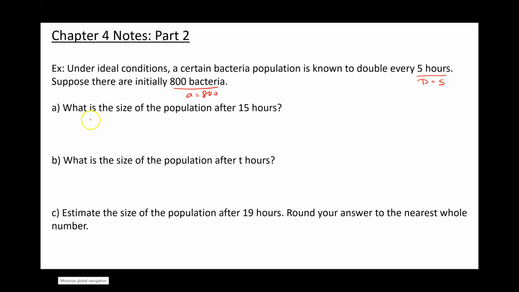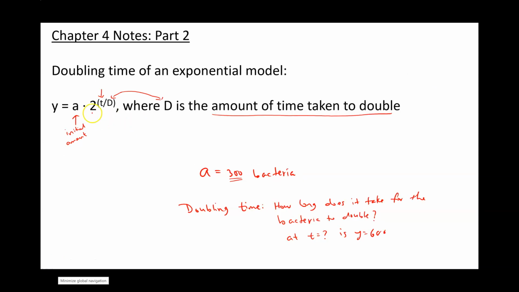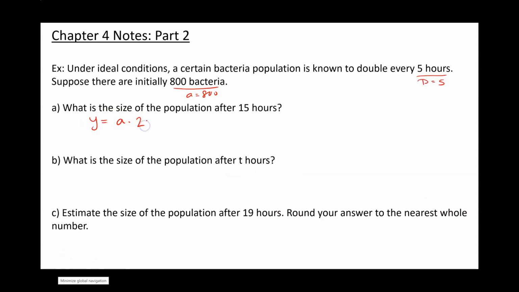Well, so our equation is going to be y equals A times 2. Now, the reason we have 2 is because, remember, we're doubling the bacteria. So that's why we have a constant of 2. And then that's to the power of T divided by D. That's our formula. Now, let's use this formula and plug in what we know. Okay? So we're looking for y. We're looking for how many bacteria we have.